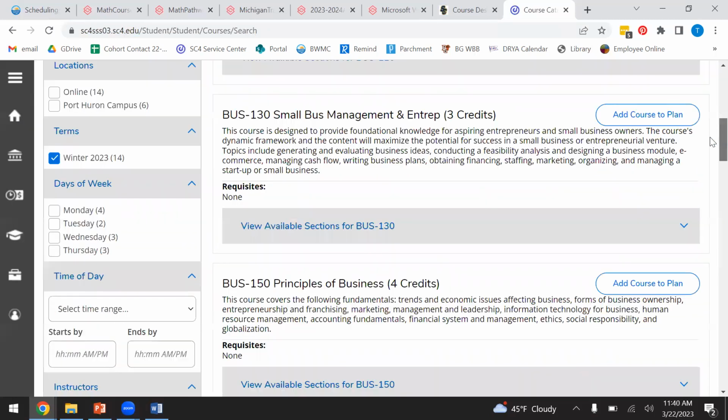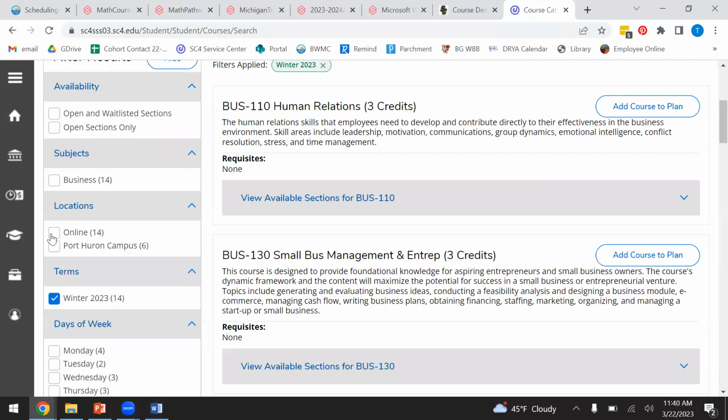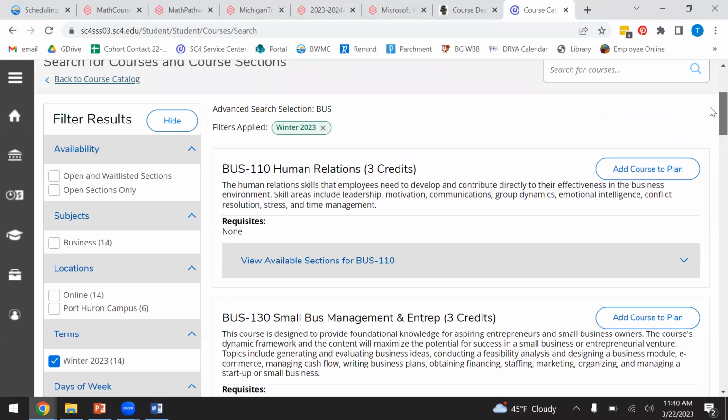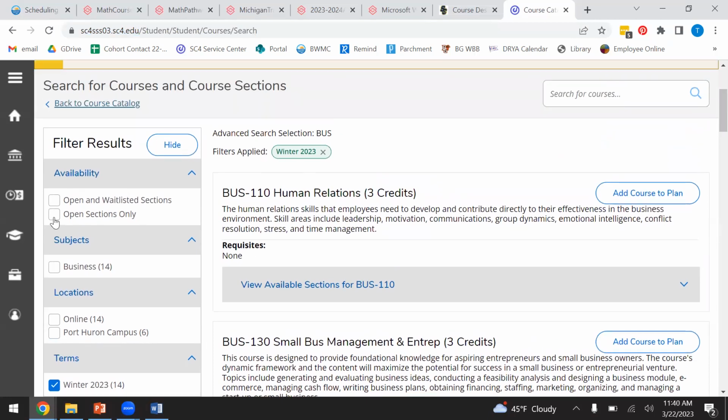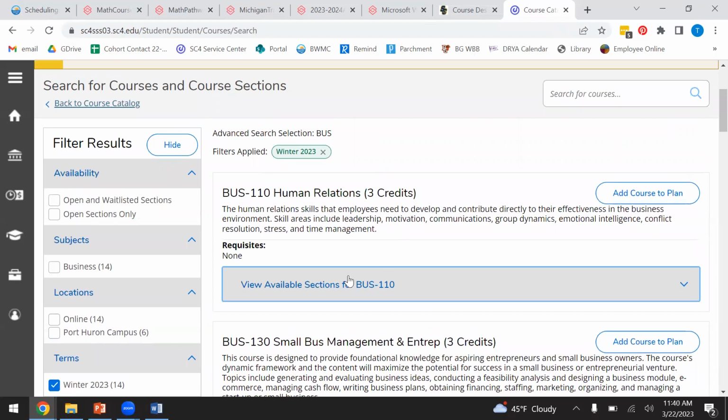You can keep it very vague. Once you're here, you can start searching by if you prefer it to be online or you prefer it to be in person. In person would be selecting the Port Huron campus. Once registration is up and running, you may want to just narrow it down to things that are open now, so courses that are not already full. But you can click through and see that.